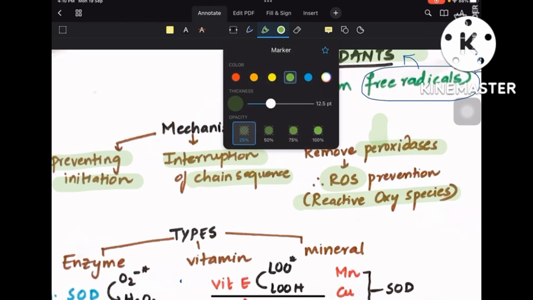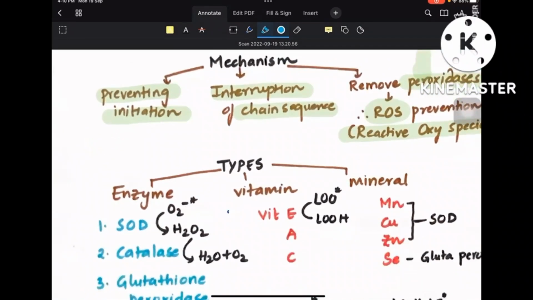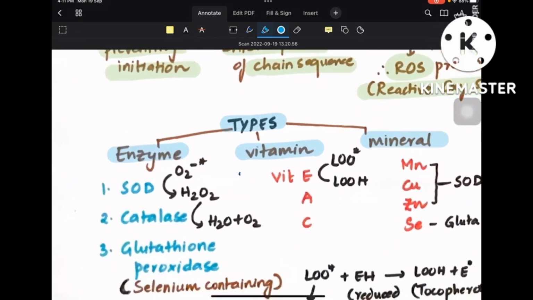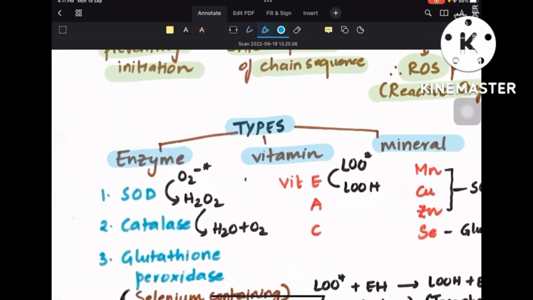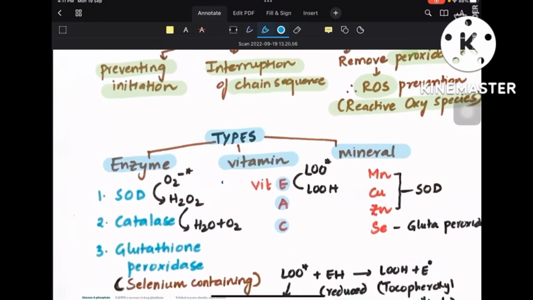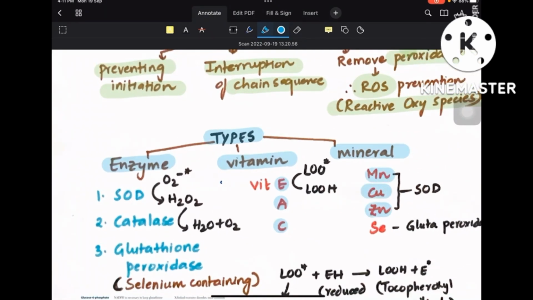Now coming to the types of antioxidants, we have different types. One is enzyme antioxidants, the second is vitamins, and the third is minerals. Let us discuss enzyme antioxidants in detail first. Enzyme antioxidants are of three types: superoxide dismutase, catalase, and glutathione peroxidase. Coming to vitamins, there are three: E, A, and C. Coming to minerals, manganese, copper, and zinc act as cofactors for superoxide dismutase.